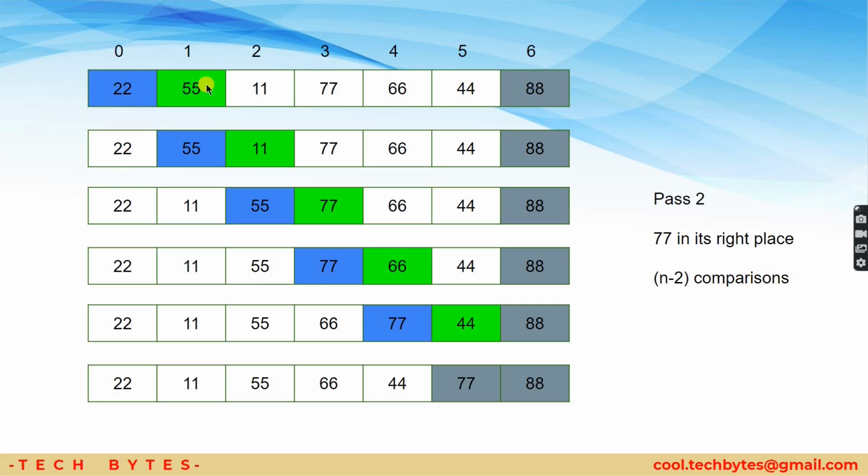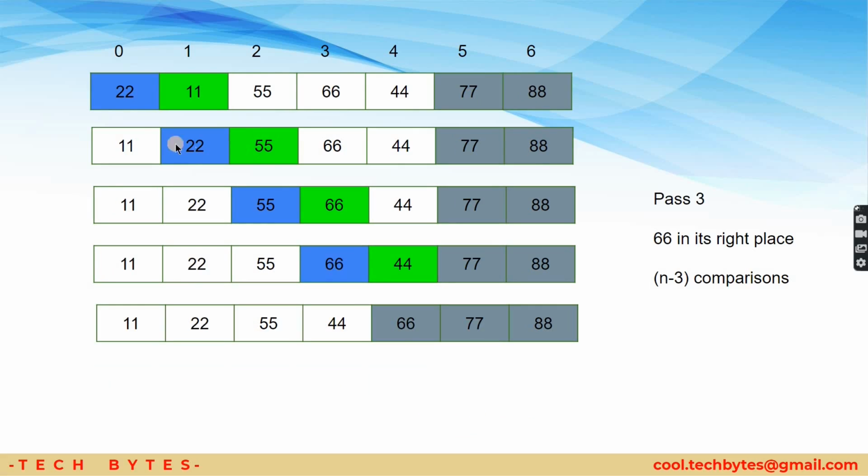22 is compared with 55, swap is not required. Then in the next line, 55 is compared with 11, swap is required. 11 comes here, 55 comes to the second place. Then 55 compares with 77, no swap required. 77 compares with 66, swap required. Then 77 compares with 44, swap required. 77 comes here. So by the end of pass 2, 77 is in its right place. So now we have 77 and 88 in their right places.